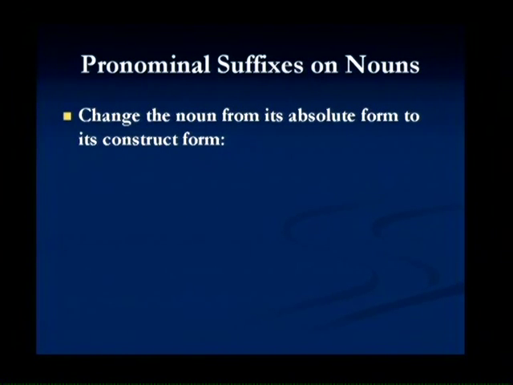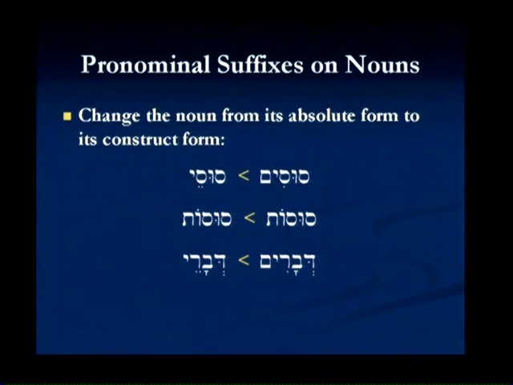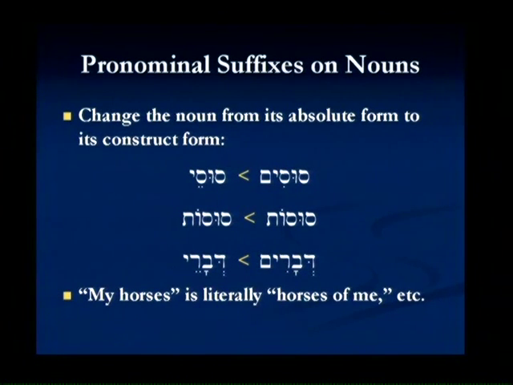Now, we have to go to the plural noun, and when we go to the plural noun, we follow the same rules. We change the noun from its absolute form to its construct form. Horses is susim. The construct is susay. So we'll change to susay. Susot does not change in the construct. It's that characteristically long vowel of the feminine plural ending, the ot ending. Divarim changes to divare. So we add the pronominal suffix to the construct form of the plural noun. We follow the same rules. And so instead of my horses, it's literally the horses of me.